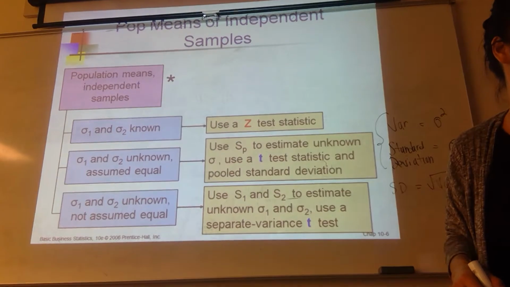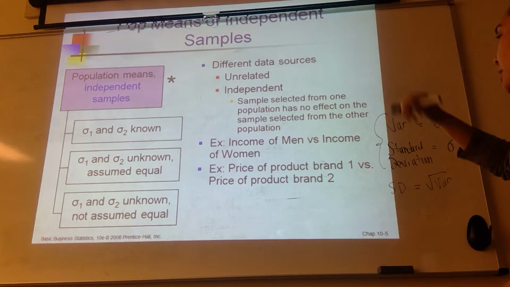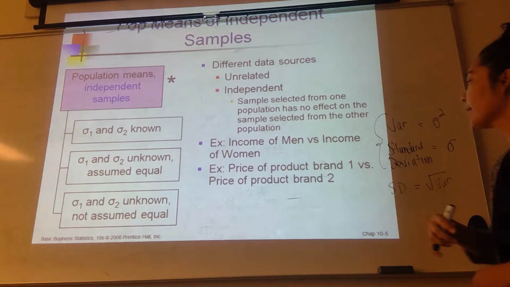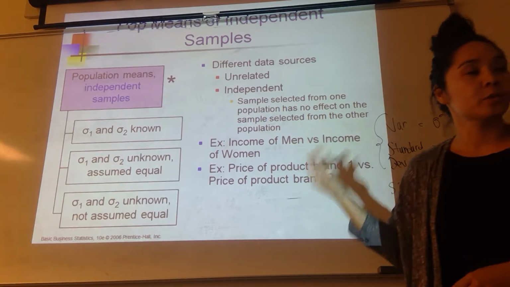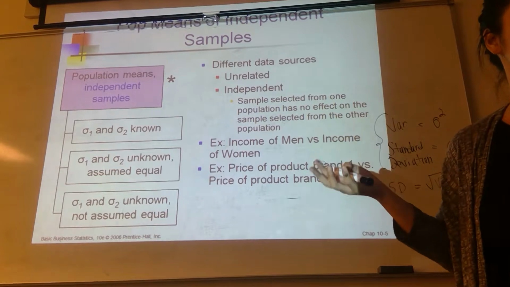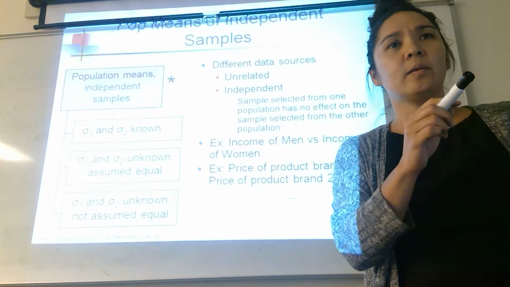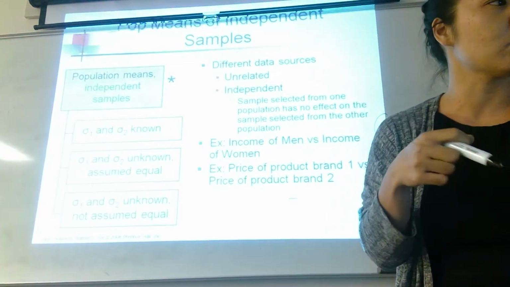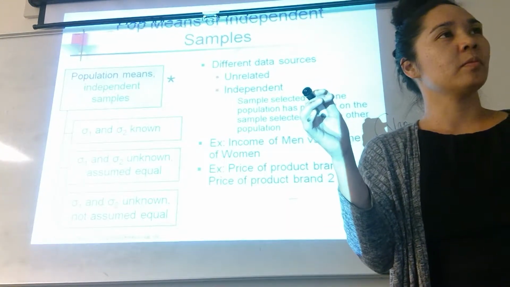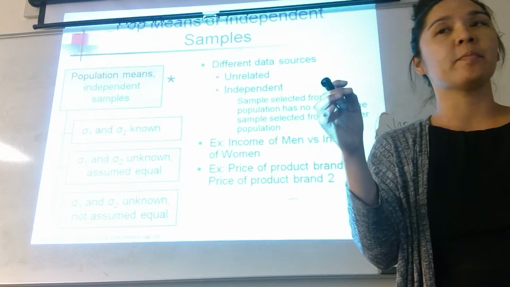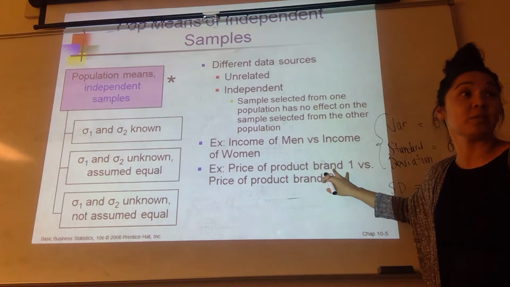But let's go back, because apparently I'm missing some things. So what are some examples? The income of men versus women, the price of a product brand 1 versus the price of product brand 2. So whenever you're seeing these sorts of information, like how are they comparing things? I think, if you took Math 130 with me last quarter, we did a project, and Hassan, you were comparing the income that students were making as they graduated from different Ivy League colleges. So this would actually have been a good test for that, okay?